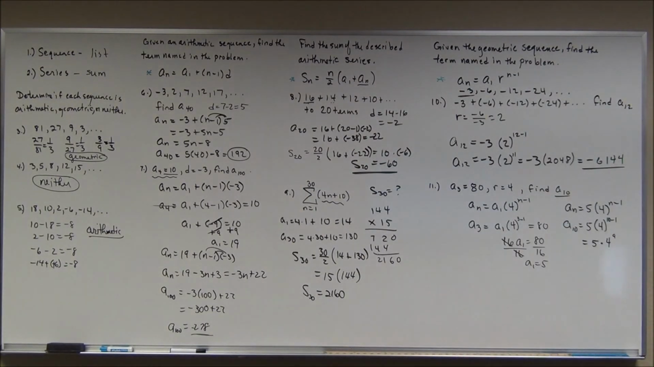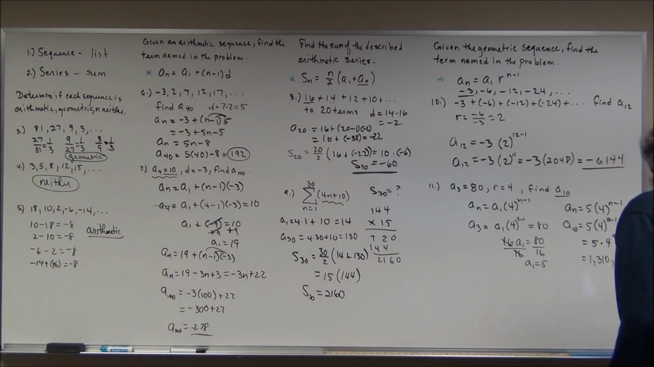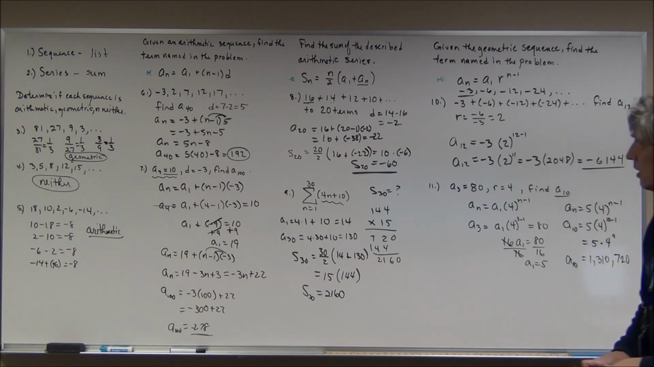According to your instructor, this is problem number 11. He gets 1,310,720. Well, it does make sense that it ends with a 0, because you got 5 times an even number there. So that should end with a 0. And there's a sub 10. That one's a peach. Alright.